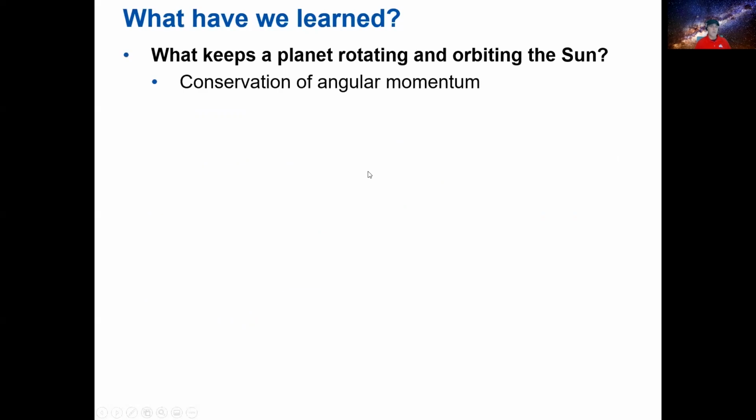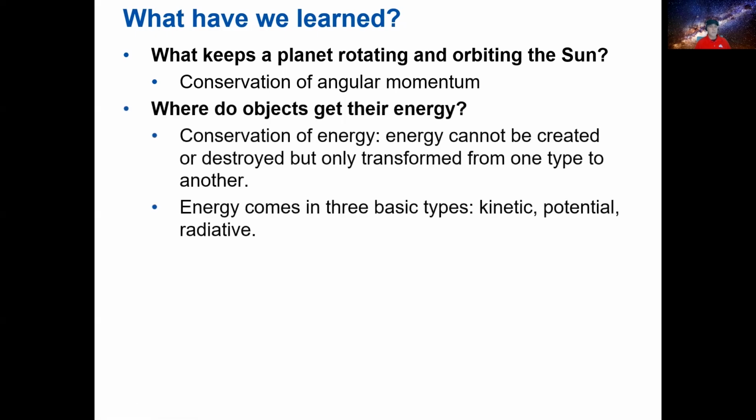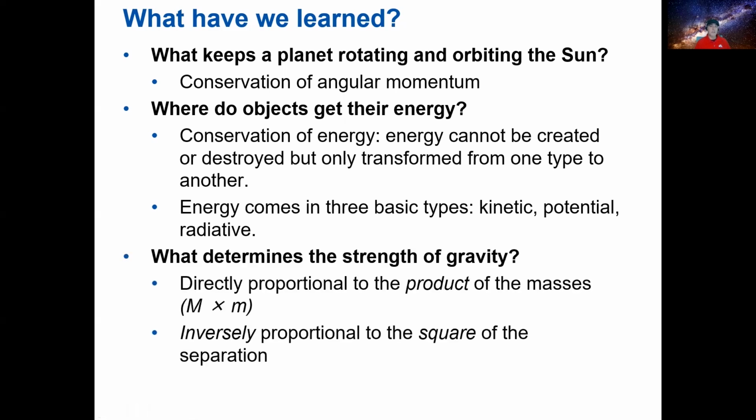We learned some fundamental concepts in physics that help us understand how gravity affects the motion of celestial objects. Conservation of angular momentum keeps a planet rotating and orbiting the sun. Celestial objects get their energy from the original contraction of the solar system, and this energy is transformed and exchanged as these objects interact through gravity. The strength of the gravitational force attracting any two objects is directly proportional to the product of their masses and inversely proportional to the square of the distance between their centers.